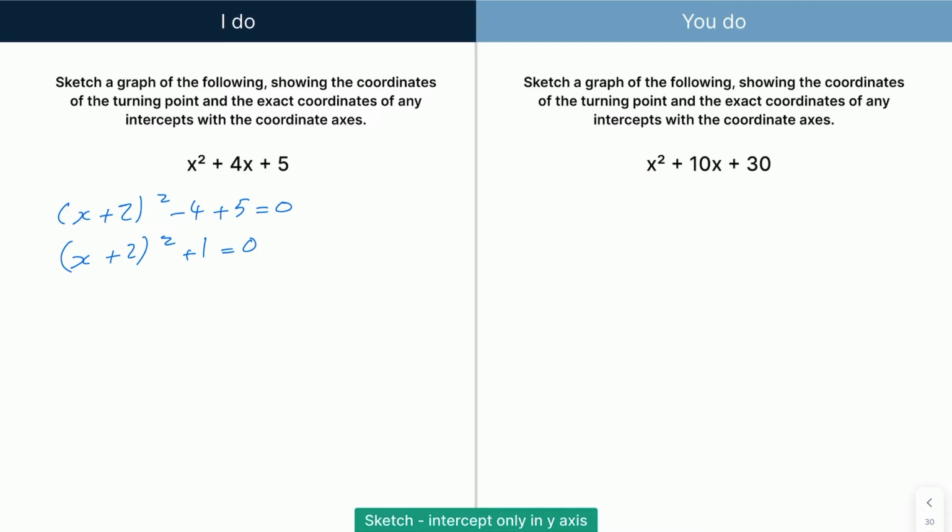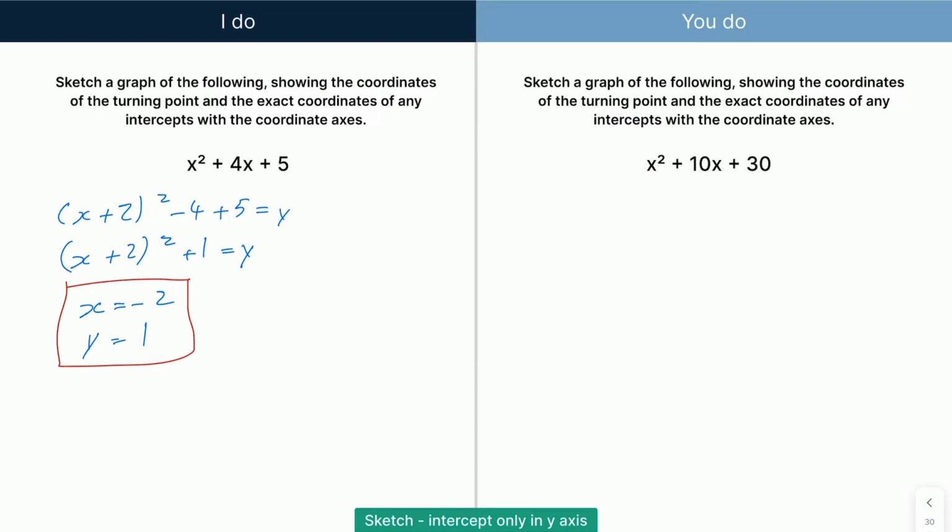Now to find the turning point here, all we have to do is make the squared bit as small as possible. That means x is equal to minus 2, and y is equal to 1. So that is the coordinates of the turning point. Okay, so that's the turning point done.